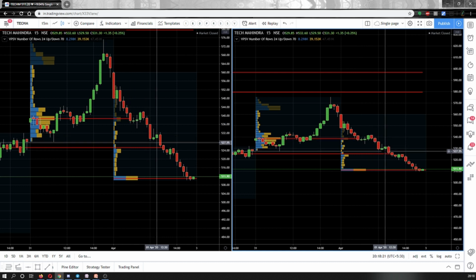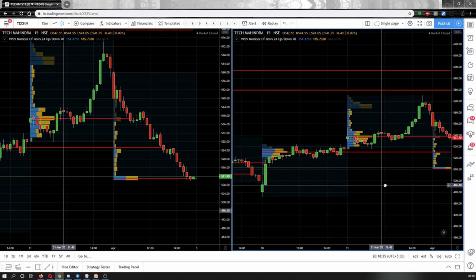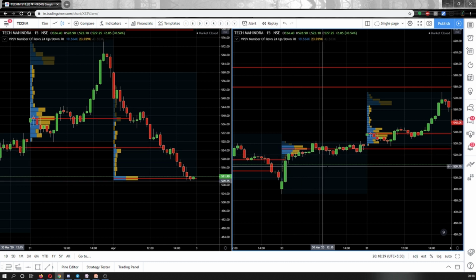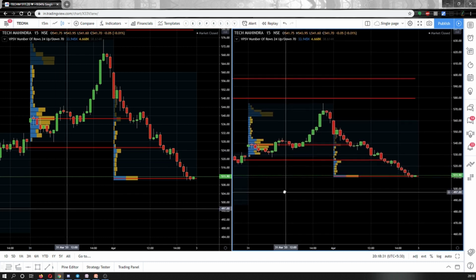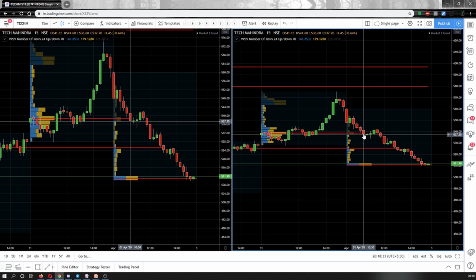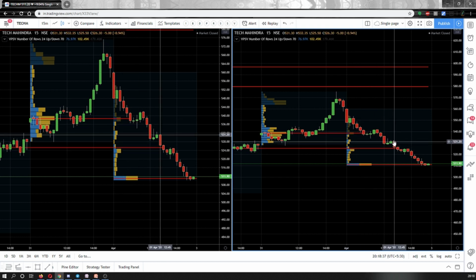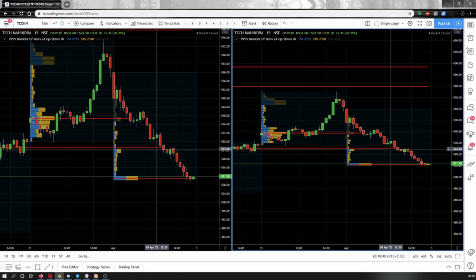And till where did it fall? Till another POC level. So this POC might be of the day before yesterday's chart. Yeah, it was for the 30th chart. So once this POC line was breached, if you short your position, easily you can target the next POC, which is the support.